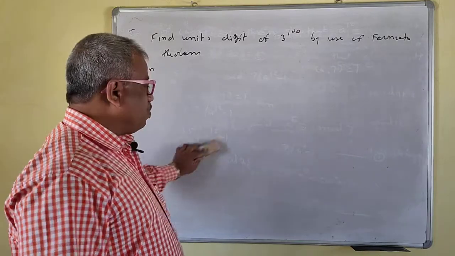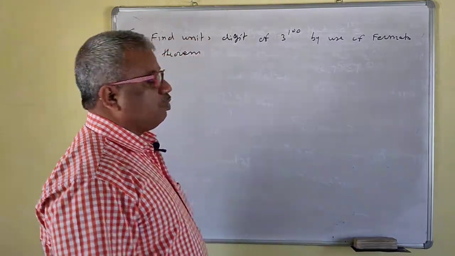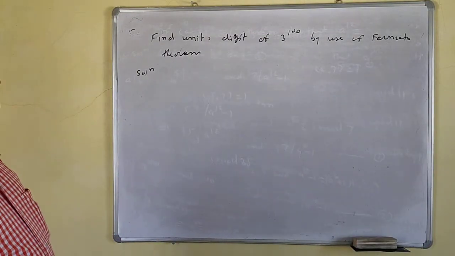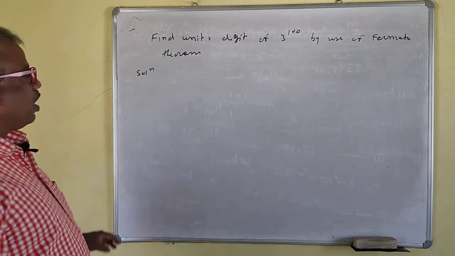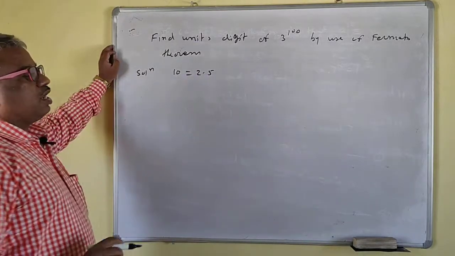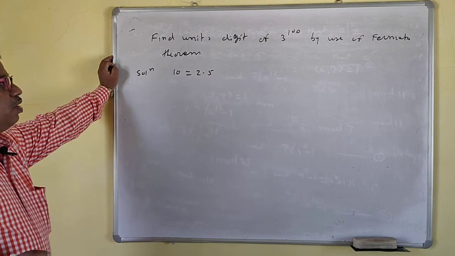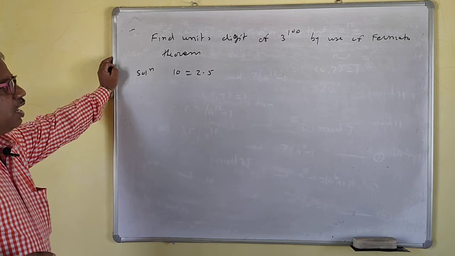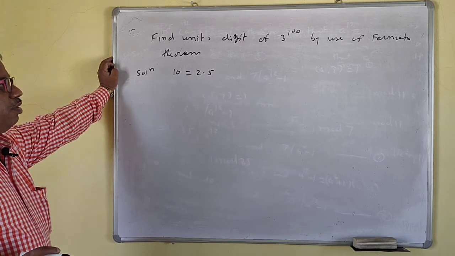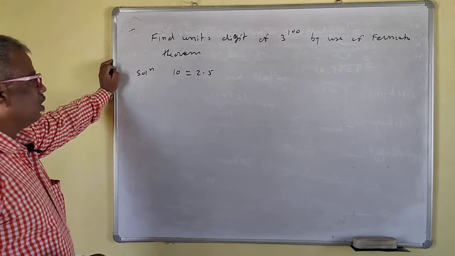So first we'll find the remainder when divided by 2, and then when divided by 5. For Fermat's theorem we need a prime. 10 is nothing but 2 into 5, and both 2 and 5 are prime. So we'll find the remainder when 3^100 is divided by 2, and next when 3^100 is divided by 5.